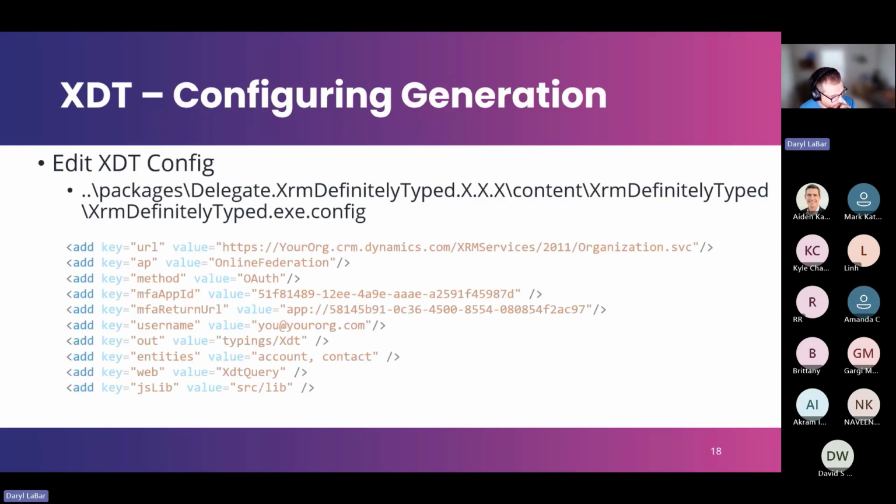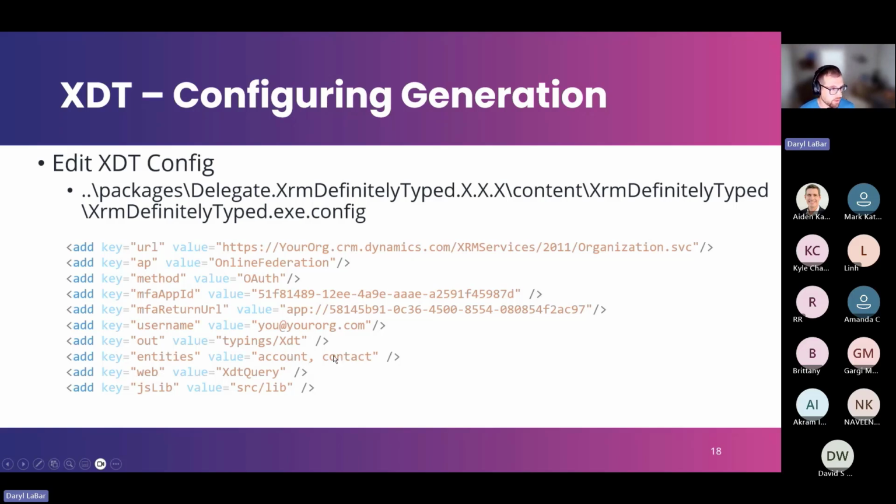So before we actually go and run this, we need to actually configure it. So here's an example: there's a config file that sits in the packages directory here. So under that version, content, XRM definitely typed, XRM definitely typed.exe.config, you actually put in the information you want to use. So the URL, the auth method, and then I'm just using the actual Microsoft MFA app ID and return URL because this is dev and it works. And then your username and where you want this to go, so out in this typings XDT folder.